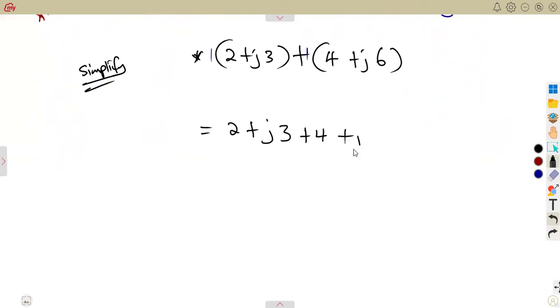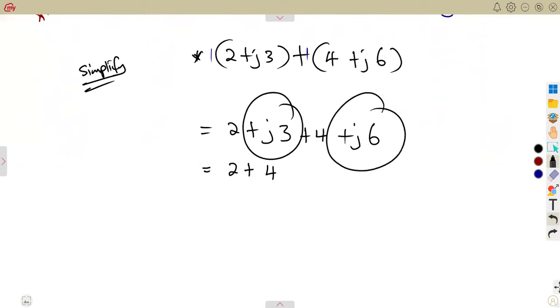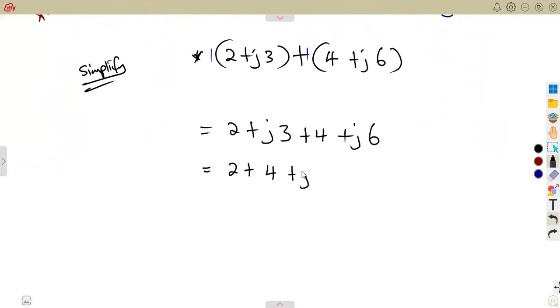4 plus J6. So which terms are we referring to as the real terms? The numbers, the 2 and the 4. The part where we do not have a J. So we're going to add the 2 and the 4. The part of the imaginary terms on their own. So we're going to be working with the J3 and J6 on their own. So that is the condition.